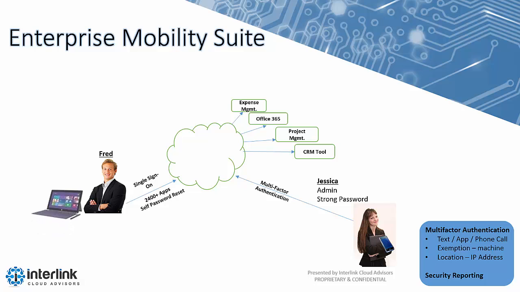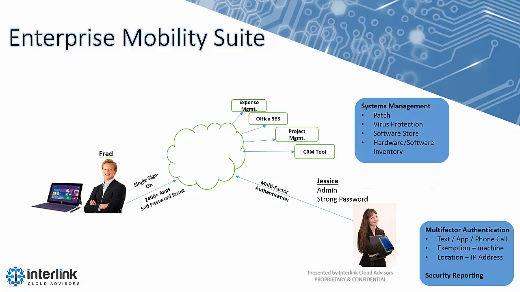Now, Fred also carries a variety of devices. One of those is a Surface. That's his laptop, primary laptop. We want to make sure that is also secure. So one of the great things about Enterprise Mobility Management, it comes with Windows Intune that allows for patch management, virus protection on that device. We can set up a software store so Fred knows with confidence that these are the apps that he should be installing on his machine. And we can do little things like have hardware software inventory of that machine.